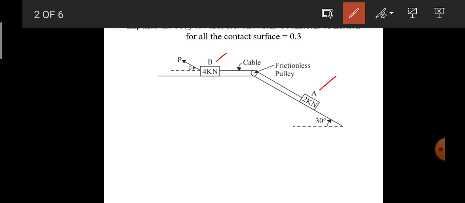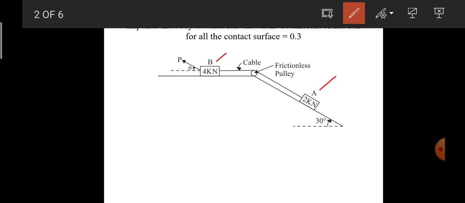Here one more thing you can observe: block A and block B are connected through a cable over a frictionless pulley. Since both are interconnected through the cable, obviously the cable will be subjected to tension force, or tensile force. When a block is connected to a cable, the cable will always be subjected to the tensile force.